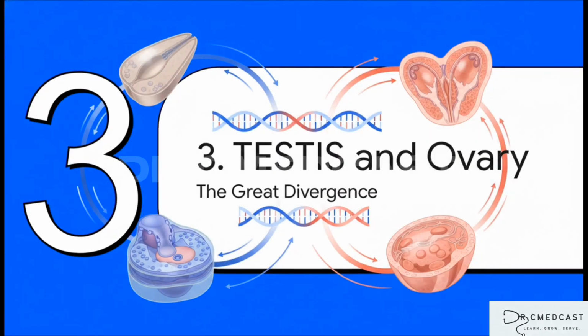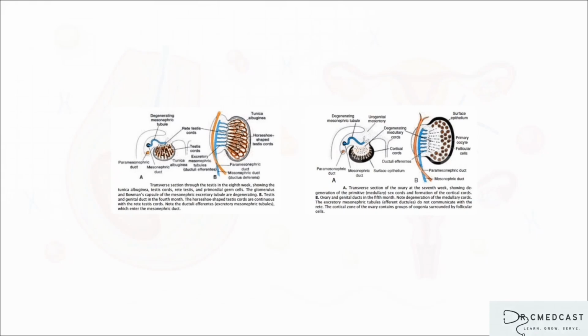And this brings us to a really pivotal moment in our story, the Great Divergence. This is the point where that indifferent gonad, following its genetic instructions, commits to one of two very, very different developmental paths. This slide gives us a fantastic preview of those two potential outcomes. On the left, you can see the path towards a testis, where all the action is happening deep inside the core, or medulla, of the gonads. And on the right, you see the path to an ovary, where development is focused on the outer layer, the cortex. Let's break down each of these paths right now.